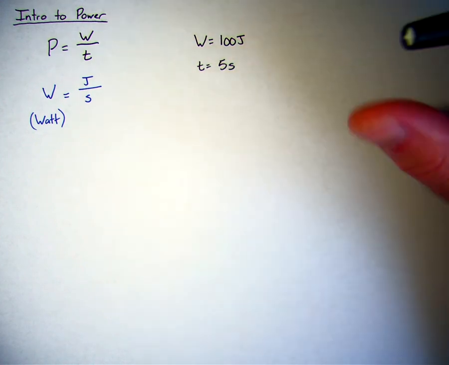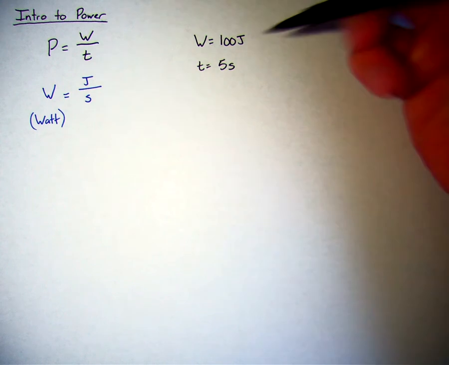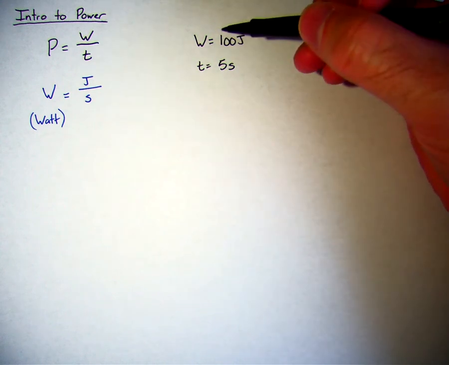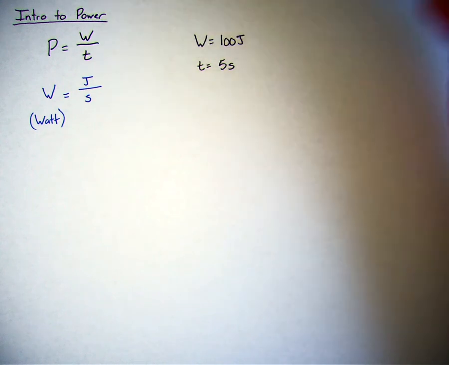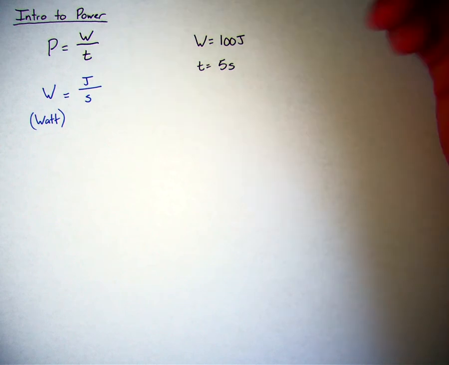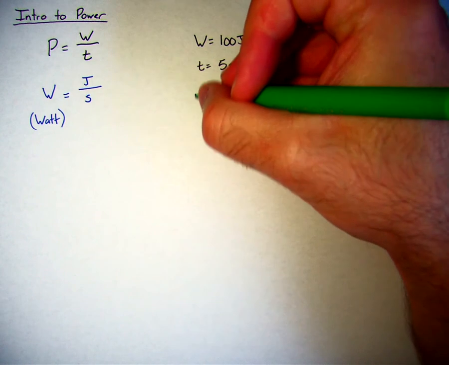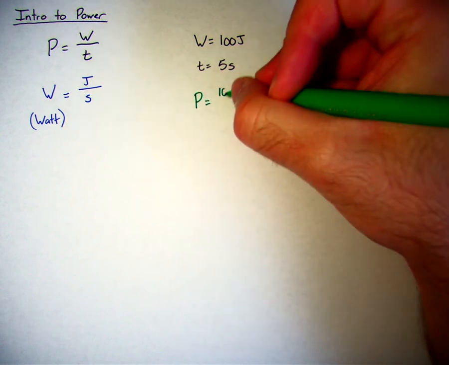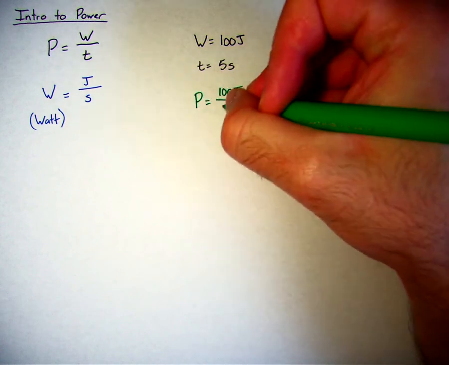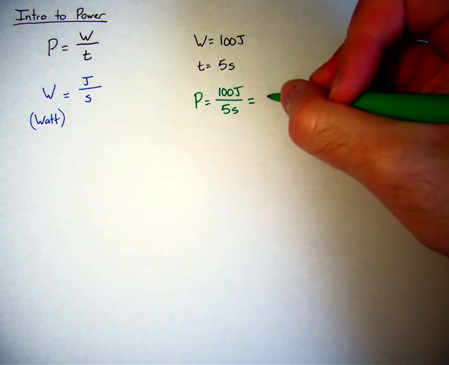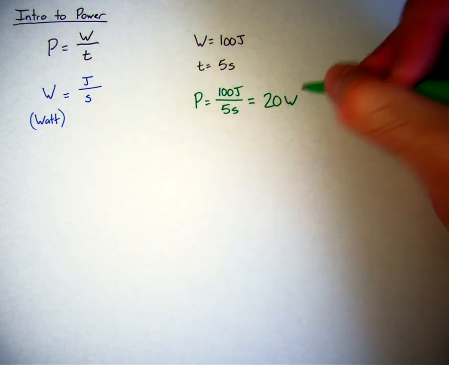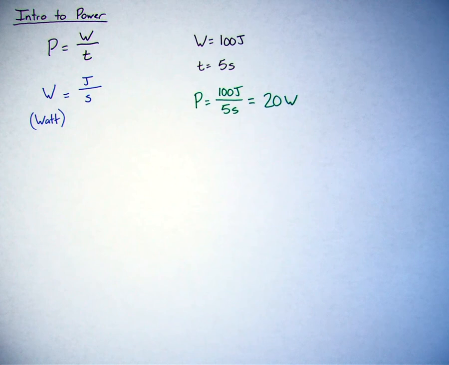So if I wanted to ask you what type of power is generated, or the amount of power that's used by the system to get 100 joules of work in 5 seconds, we're just going to take our work, so 100 joules, divided by the time, which is 5 seconds, and we get an answer of 20 watts. That's really all there is to it. It's a pretty simple concept.